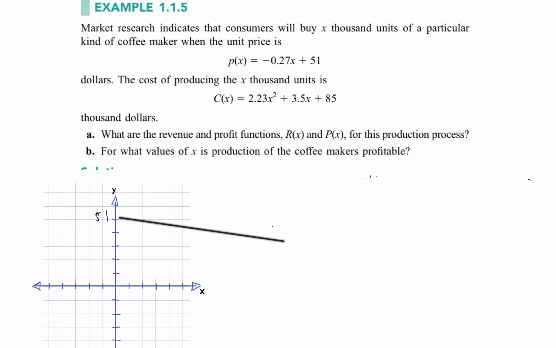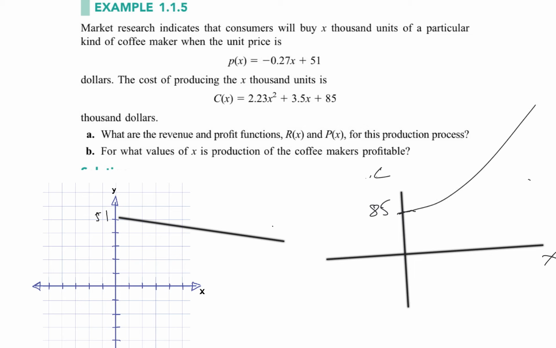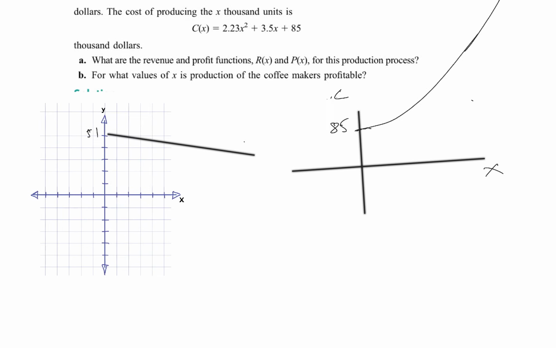And the cost to produce X quantity is another function, is this function. It's a function that when X equals 0, the cost is $85. So this is the cost to produce X quantity. And the function will do something like a parabola, and we'll have this expression: 2.23x squared plus 3.85x plus 85. As x increases, the cost to produce x quantity increases. So the problem is asking, what is the revenue and the profit?